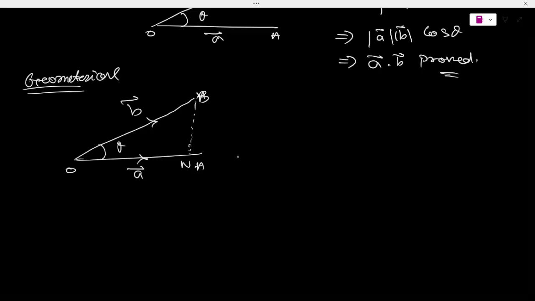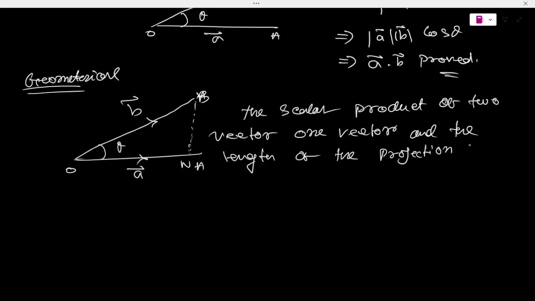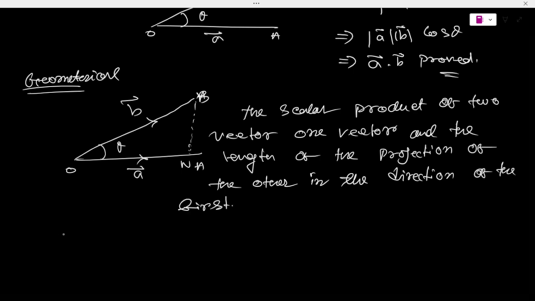So the scalar product of two vectors is the length of one vector and the length of the projection of the other in the direction of the first.